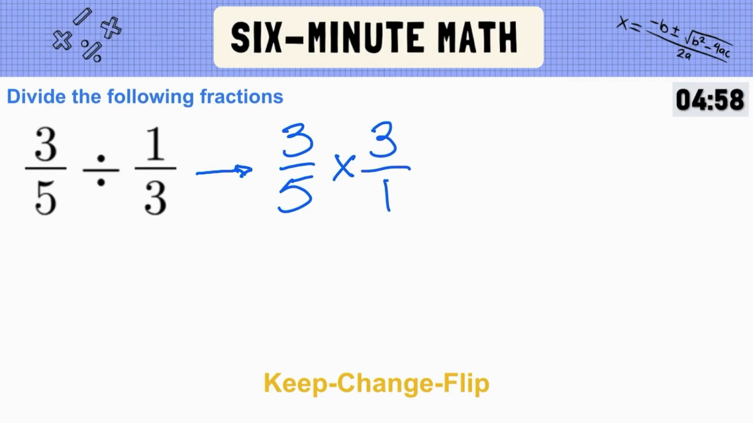At this point, we are just multiplying fractions. If you need a reminder of how to multiply fractions, be sure to check out our video here at 6 Minute Math for a nice refresher. 3 times 3 is 9, and 5 times 1 is 5. 9 over 5 cannot be simplified, therefore it is my final answer.